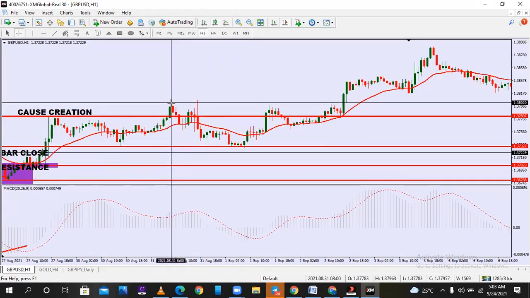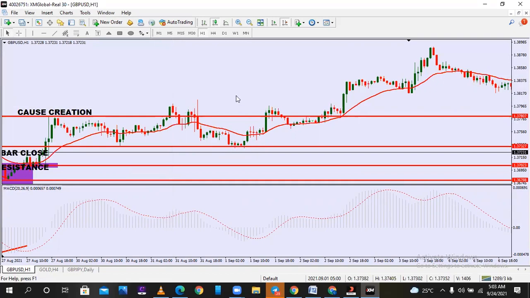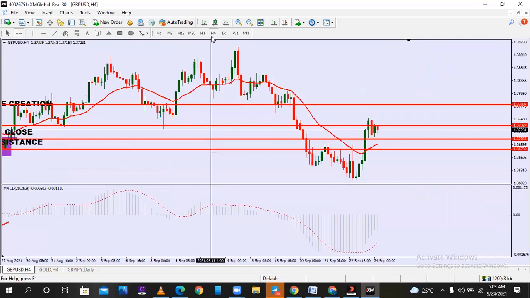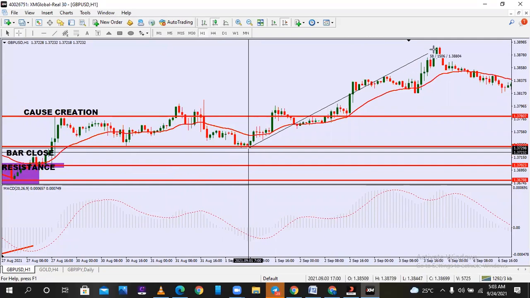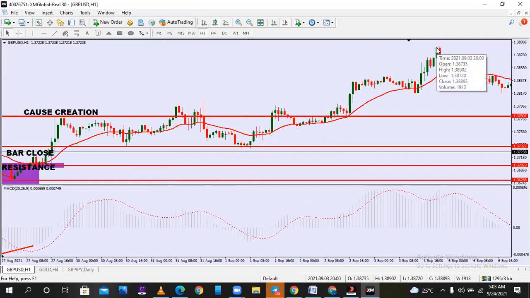Then they came back down to touch the bottom of our cost creation range, before going back upward. Before going upward, and they took price over 1:3 pips if we had taken the trade. So this is now the second scenario.